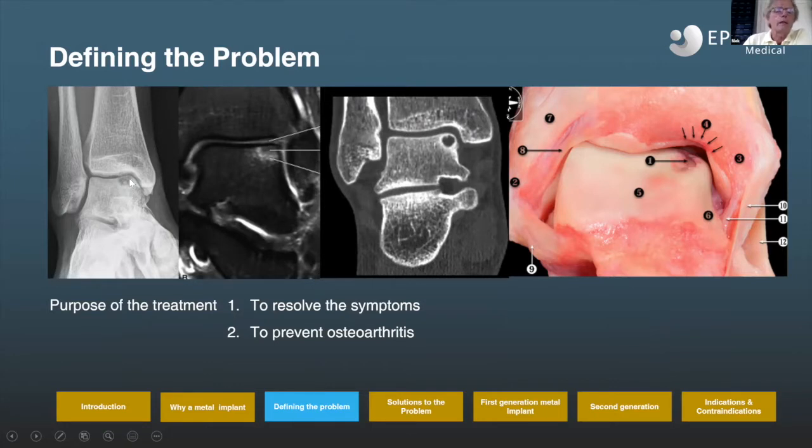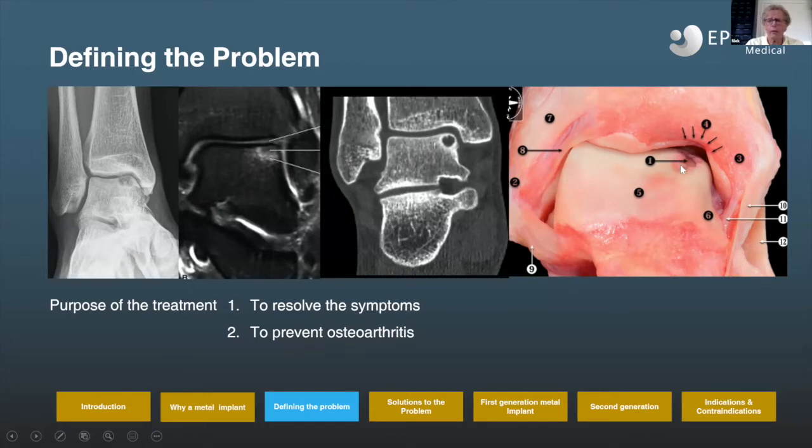In most cases, we do not see changes on the standard x-ray, and we have to make an MRI, and then we will see the bone marrow edema if there's an active lesion, and then we can make a CT scan in order to exactly see the size of the lesion, the location of the lesion, if there's a cystic lesion, how large it is, and this is then an anatomic specimen. This is the lesion that we talk about.